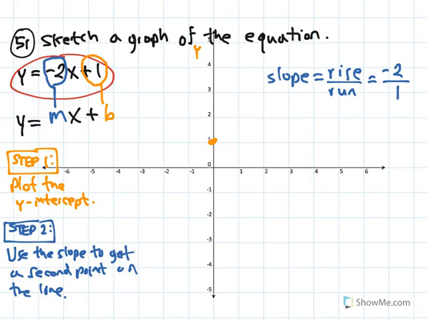So how do you use this slope to get a second point? You start at your y-intercept, and then from your y-intercept, you will rise -2 units. If you're rising a negative number of units, you're actually falling or going down. So we'll go down by 2 units, 1, 2, and then we'll go to the right by 1 unit. So we end up here. So that's our second point, and with these 2 points, we're able to sketch our line.